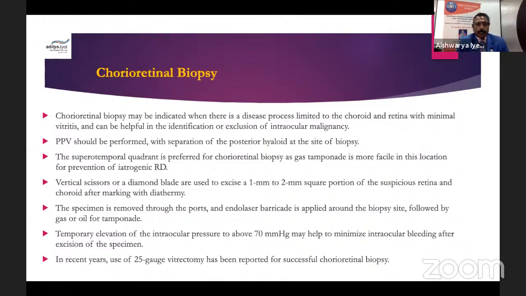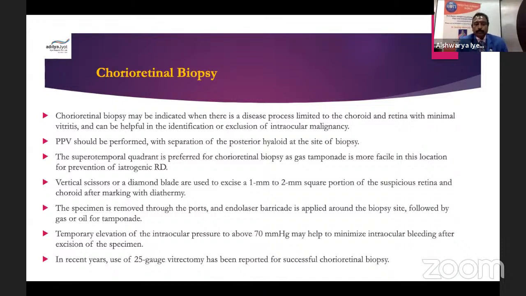Temporary elevation of intraocular pressure to about 70 millimeters of mercury may help to minimize intraocular bleeding after excision of the specimen. But I think we should keep an alarm at 59 seconds, and I don't like to cross 1 minute and bring back the pressure. Maybe you can give a gap, let the optic nerve perfuse, and again re-inject, but don't keep the pressure high, because this is what I learned from Dr. Vaidinath. What is the point in arresting the bleeding and having a disc pallor? The patient is diabetic, where even 30, 40 can make a disc pallor.